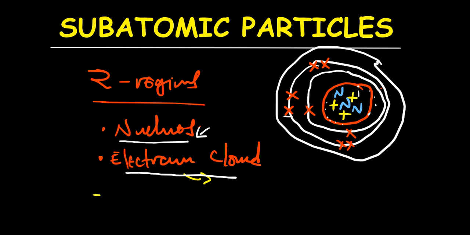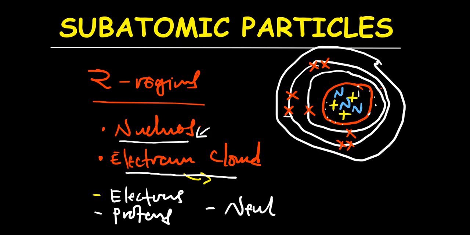From that we can see that we have three subatomic particles. The first one is the electrons, the second one is the protons, and the third one is the neutrons. These three subatomic particles have different charges. We know this from our grade 12.